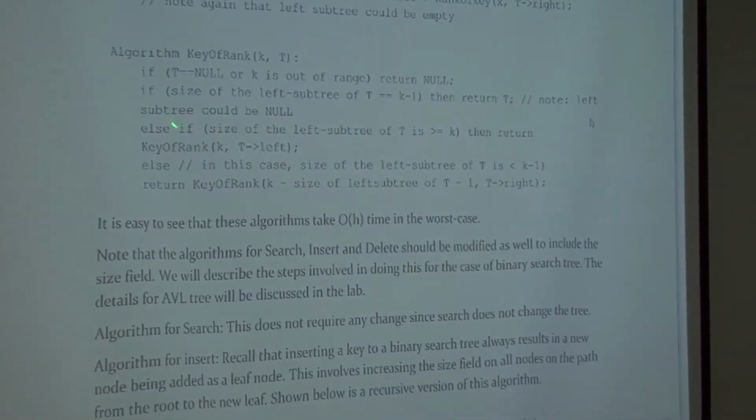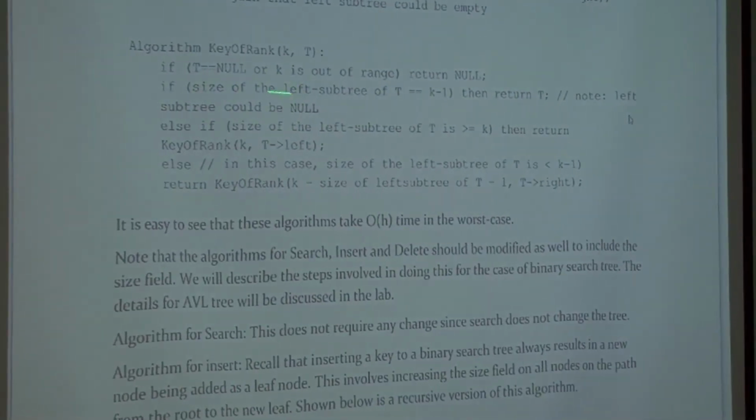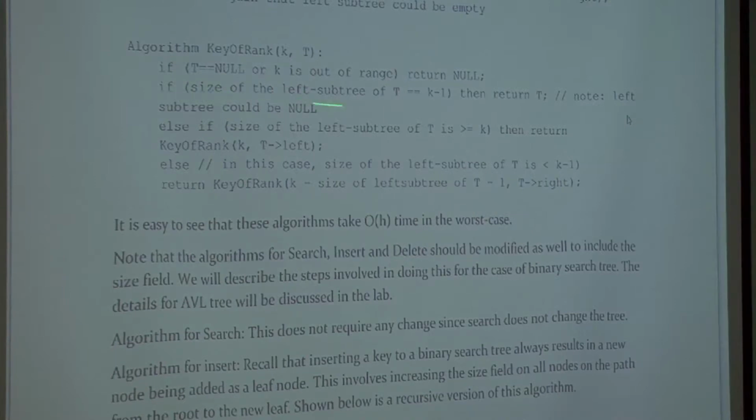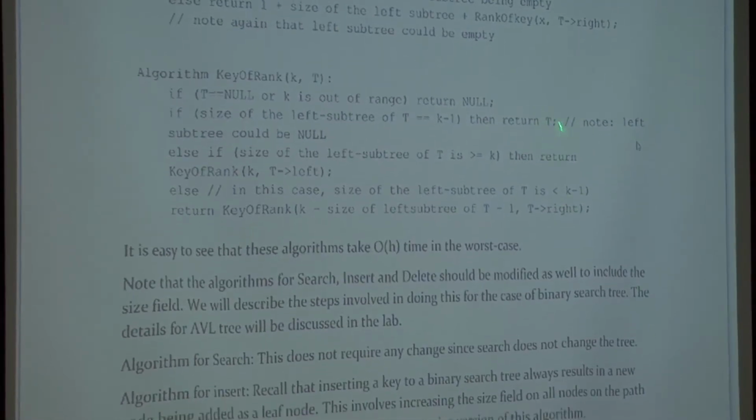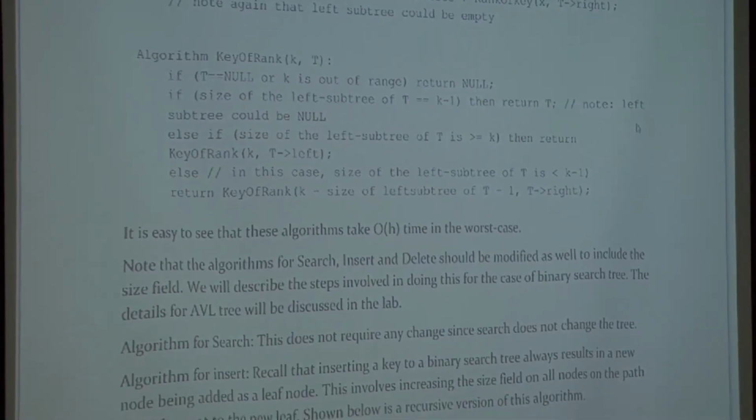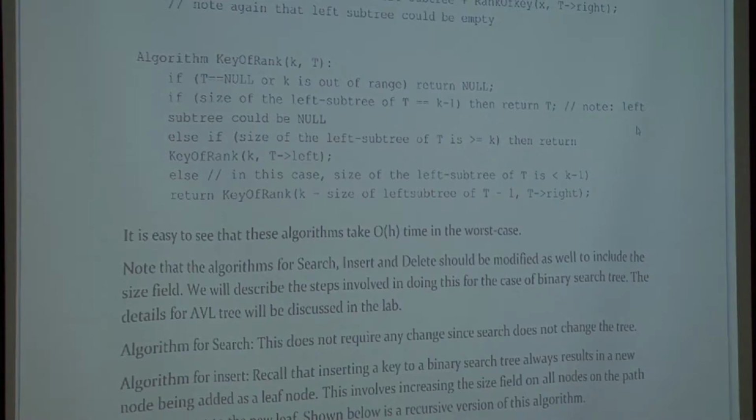Okay. So the first thing you're going to do is, if the size of the left subtree is exactly equal to k minus 1, then you return a pointer to the root node, which is exactly what we discussed there, right? So that's the case where k is equal to the size of the left subtree plus 1. Okay? So in this case, simply return a pointer to the root node.